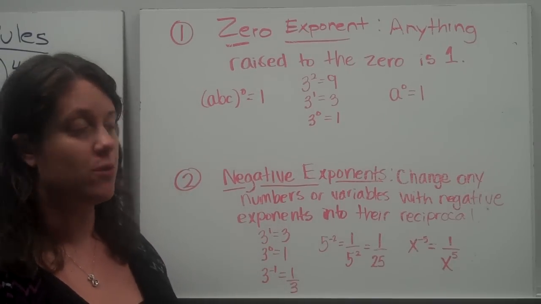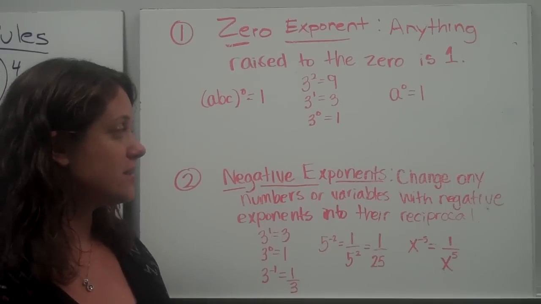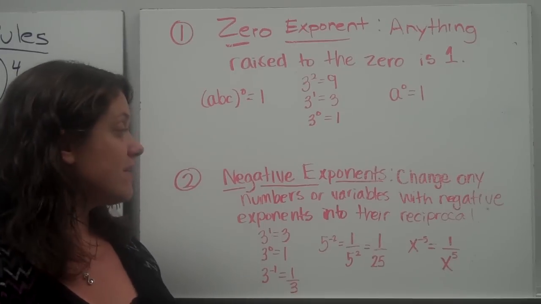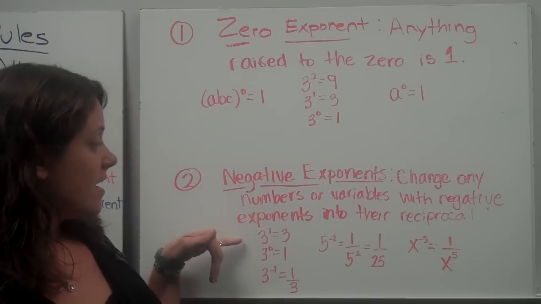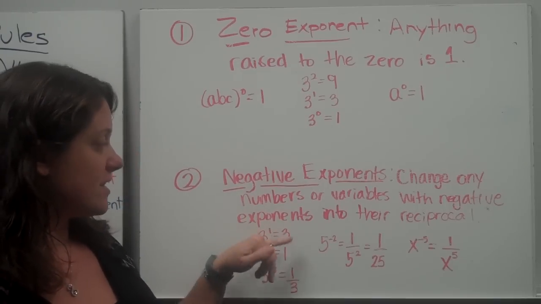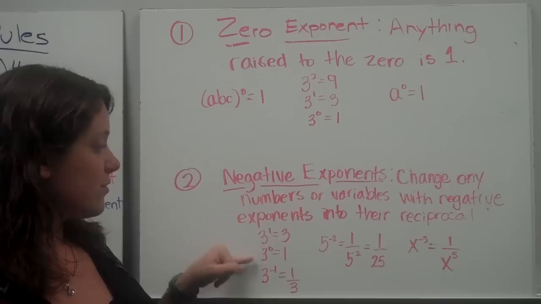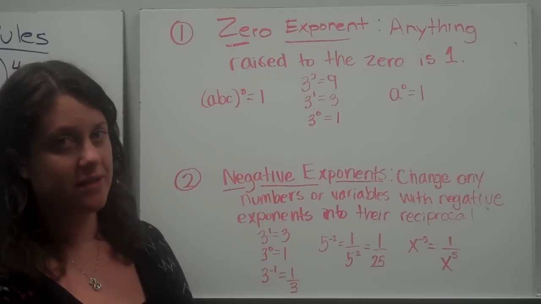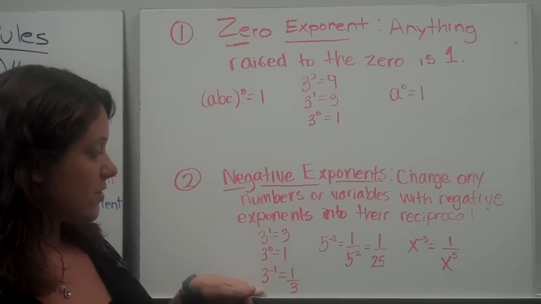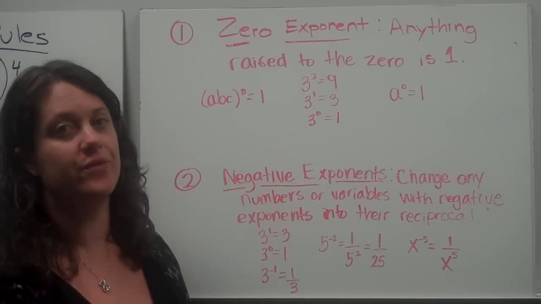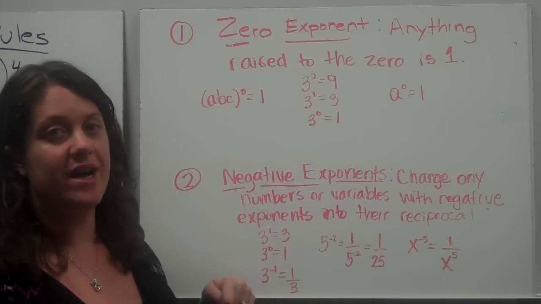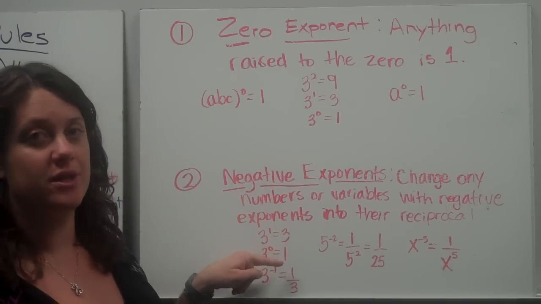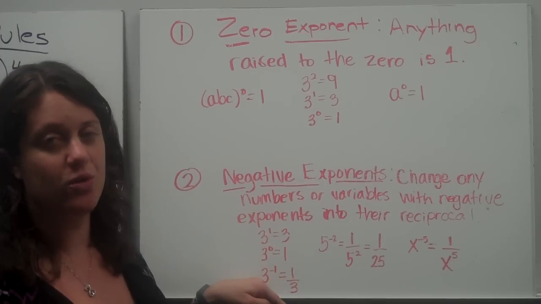The rule for negative exponent is that you're going to change any numbers or variables with negative exponents into their reciprocal. So for example, if I have 3 to the first, we know that's 3. Then when I go 3 to the 0, we just learned that's 1. So if we follow that pattern, 3 to the negative first becomes 1/3. You can see each time we decrease in a power, we divide by 3. So 3 divided by 3 is 1. 1 divided by 3 is 1/3.